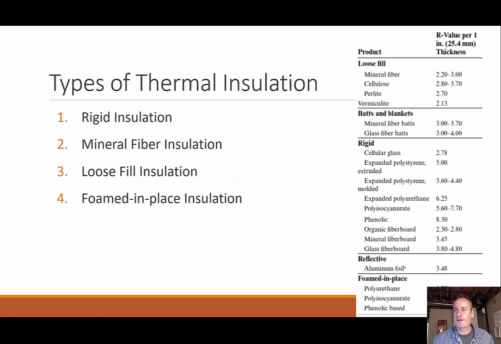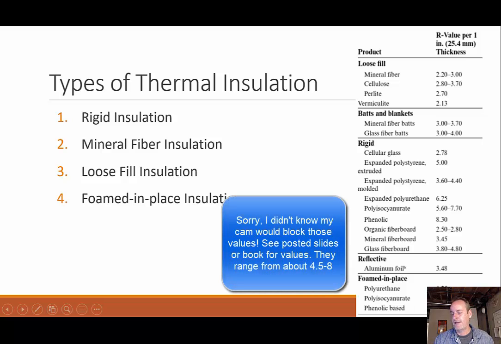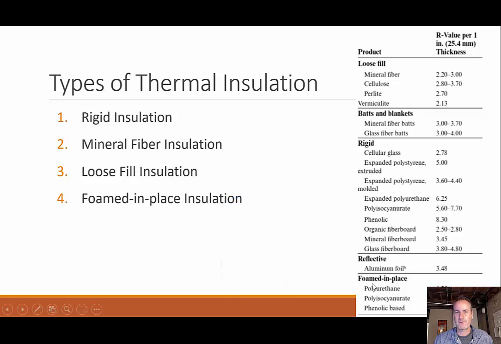We have 4 types of thermal insulation we're going to discuss: rigid, mineral fiber, loose fill, and then foamed in place insulation. We can see each one has its own R value per 1 inch thick, and there's a variety of values. What I should see is my foamed in has some of my highest R values, meaning they're most resistant to having heat flow, so most insulating, and these are probably the ones that seem like they're becoming more and more common. And then we have our rigid, which can vary quite a bit in here. We'll talk more about these individually. Loose fill and everything else.